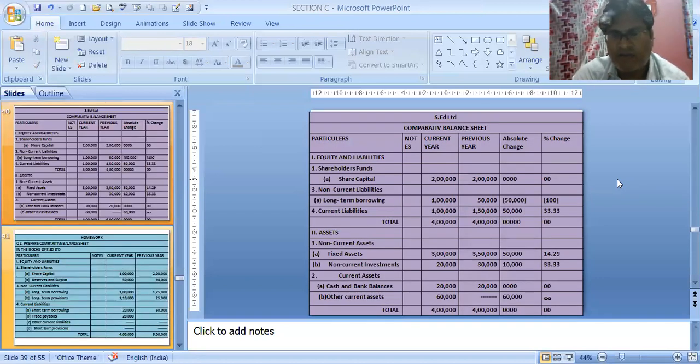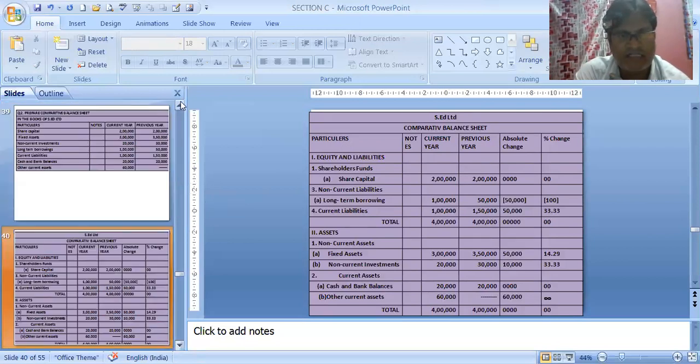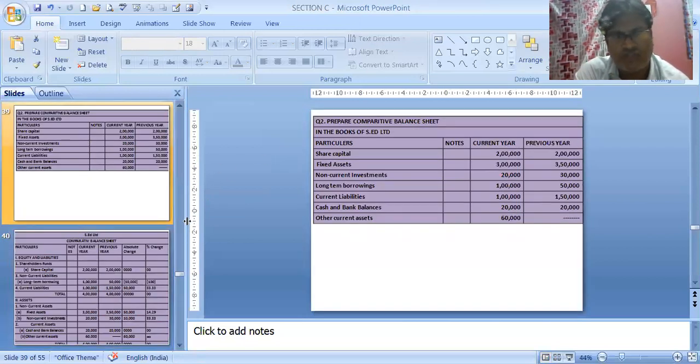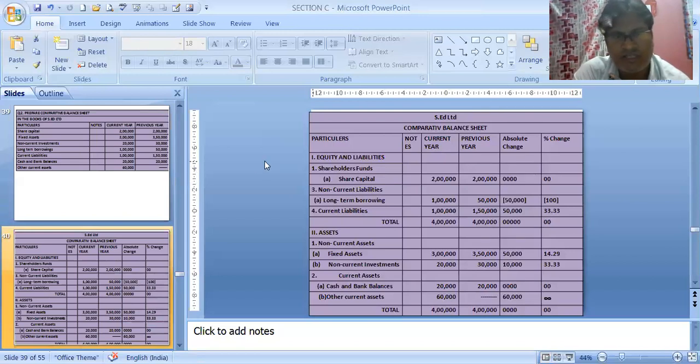As we have seen in the income statement also, we arranged first revenue, then expenses, then profit after tax, and then the other two columns. Over here also you have to arrange it. So see, equity and liabilities, shareholders' funds. Under that, share capital, which is 2 lakhs and 2 lakhs. As you notice, there is no change in share capital, so the absolute change is 0. And the percentage is 0 divided by 2 lakhs into 100, which is 0 only.